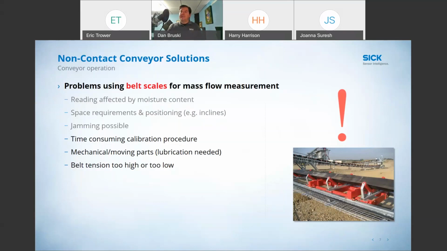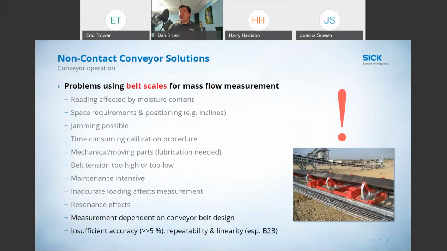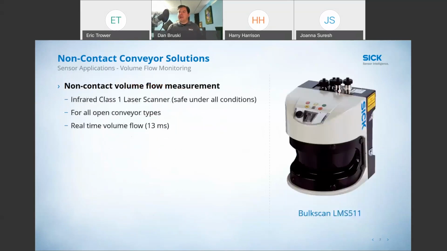So the maintenance, of course, is a huge cost factor when operating belt scales. Just think about the calibration effort and the time it takes to cut the belt and put it back together when the scale is broken. And if the belt is not loaded or evenly vibrating, this will affect the reading as well. Various other points like belt design have an impact on the measurement, in particular accuracy and repeatability.